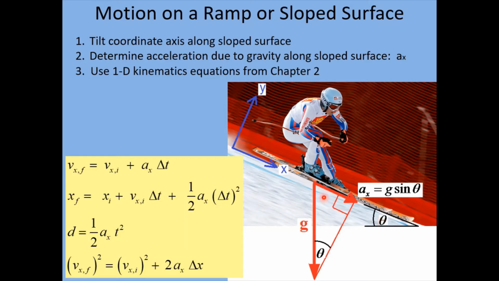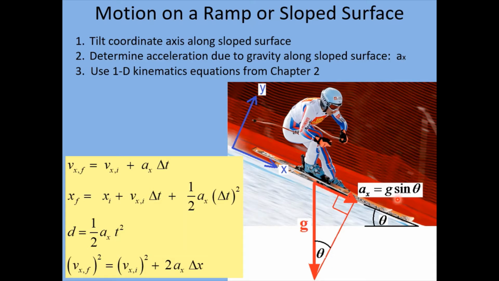So the idea here is that the downward acceleration due to gravity is going to be g times sine theta. Now we can get that from this right triangle. Remember that if this is theta down here, this is the opposite side of the right triangle, this is the adjacent, and of course this is the hypotenuse. So the opposite, which is a sub x, is equal to the hypotenuse g times sine of theta. So for all these problems with motion on a ramp or sloped surface, we'll be using an acceleration down the slope equal to g sine theta.